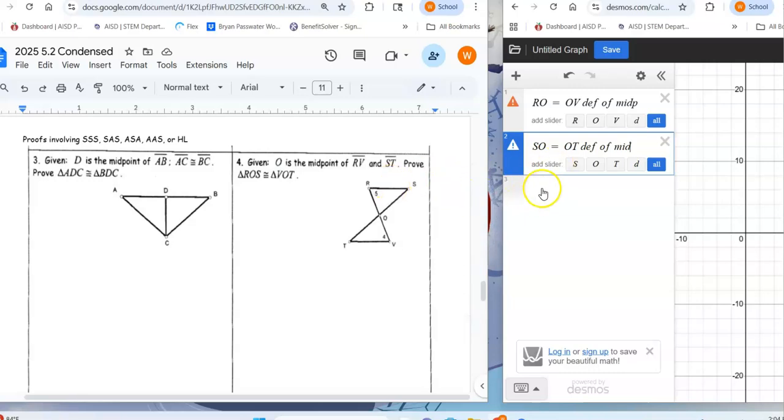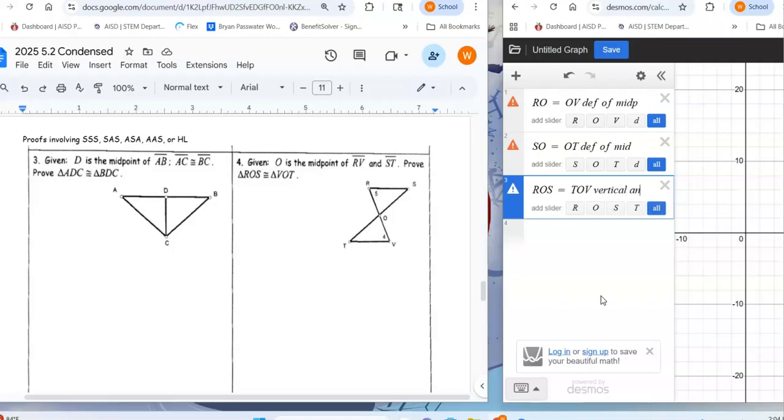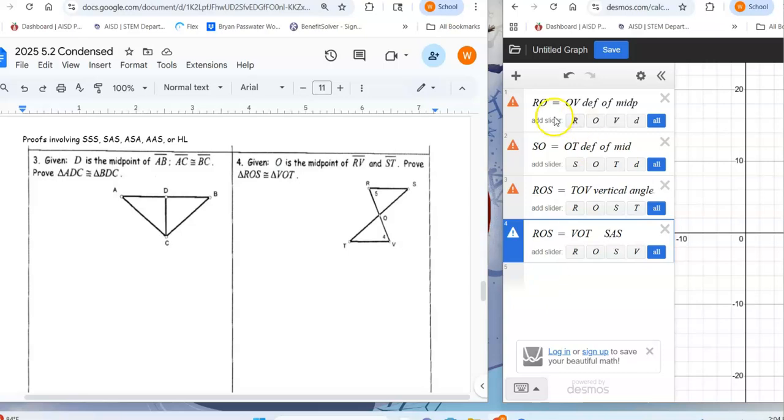And then again we have vertical angles. So angle ROS is congruent to angle VOT, and that'd be vertical angles. And again, that is enough information to say triangle ROS is congruent to triangle VOT, and that is again SAS. What I'm writing here is not how you should write it, because again, I can't make the congruent symbols, the angle symbol, or the triangle symbol in Desmos. I'm just verbally saying it.